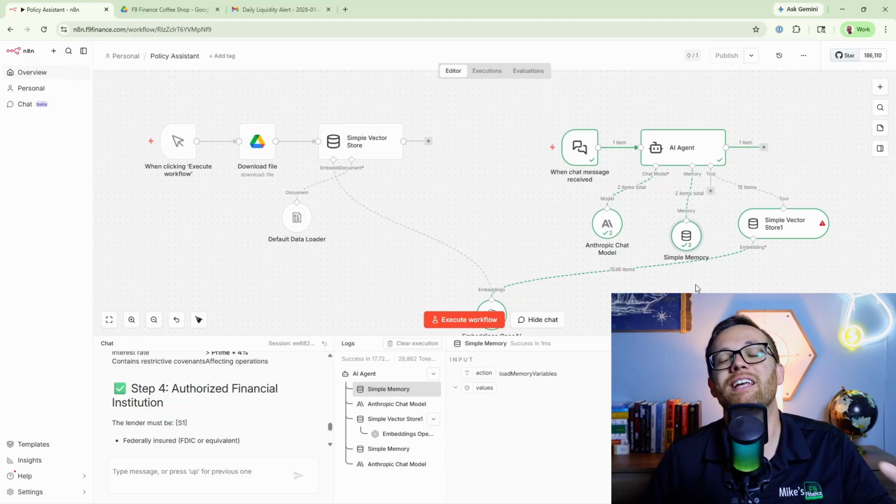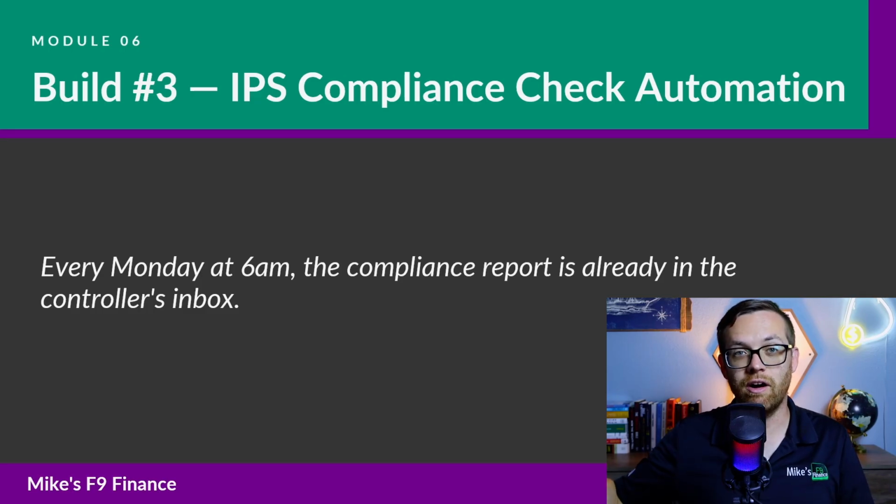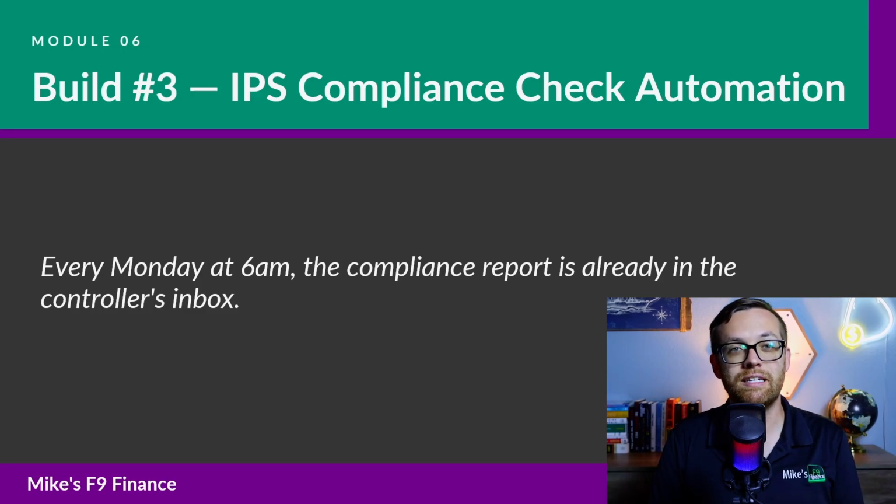With that, you've just built an entire AI agent that you can have conversations with about any of your company policies or anything else you want to throw at it. Now notice all three builds follow the same pattern. Trigger, get data, call Claude, format and distribute. Different triggers, different data, different prompts, but the same architecture.